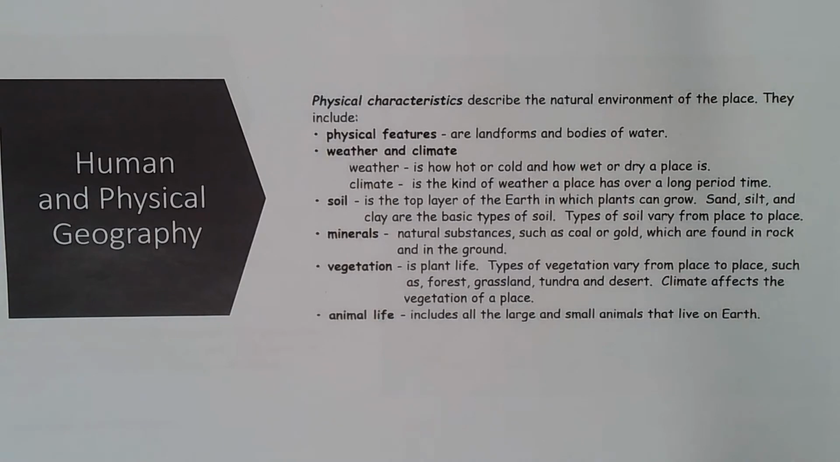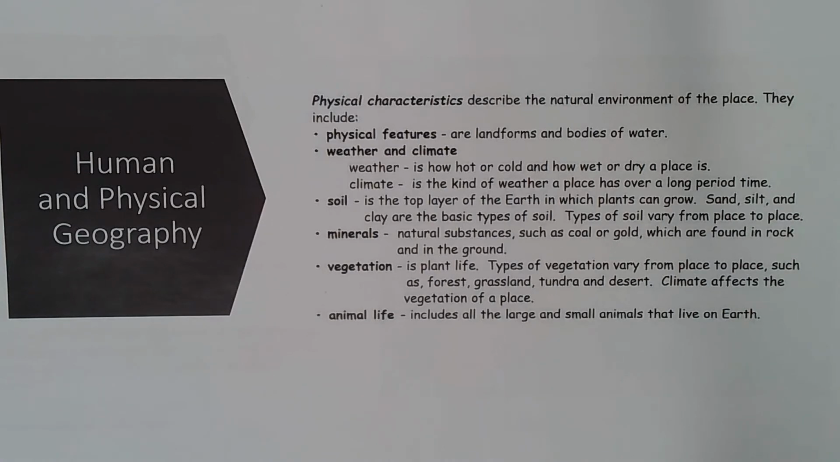Soil is another example of physical geography. It's the top layer of the earth in which plants can grow. Sand, silt and clay are basic types of soil, and types of soil vary from place to place depending on the climate. Minerals are natural substances such as coal and gold, which are found in rock and in the ground. Again, nothing to do with humans, so it's all to do with the physical land. Vegetation is about plant life. Types of vegetation vary from place to place, such as forest, grassland, tundra and desert, and climate affects the vegetation of a place.